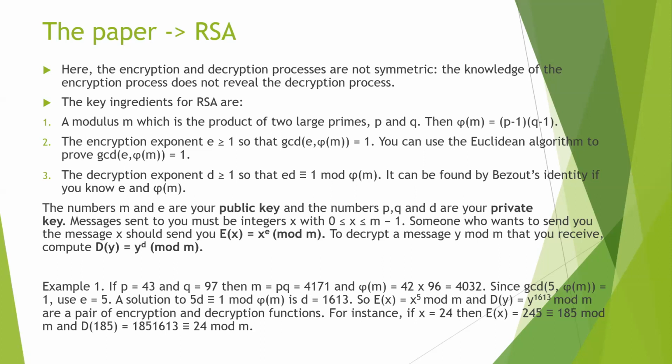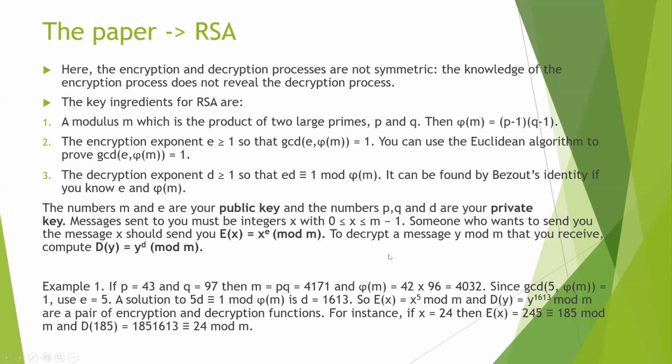In the last slide, someone who wants to send you the message x should send you x to the power of e this time. It's not multiplicative, it's the power of e mod m. To decrypt a message, compute d of y, which is y to the d mod m. You use e and d for encrypting and decrypting. Here is an example you can see below.